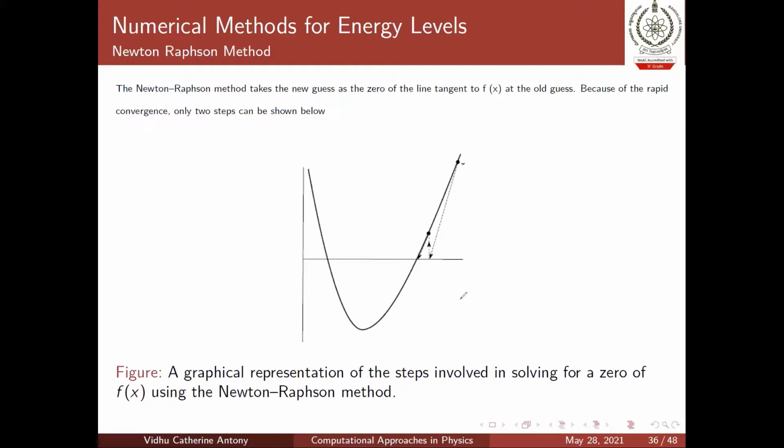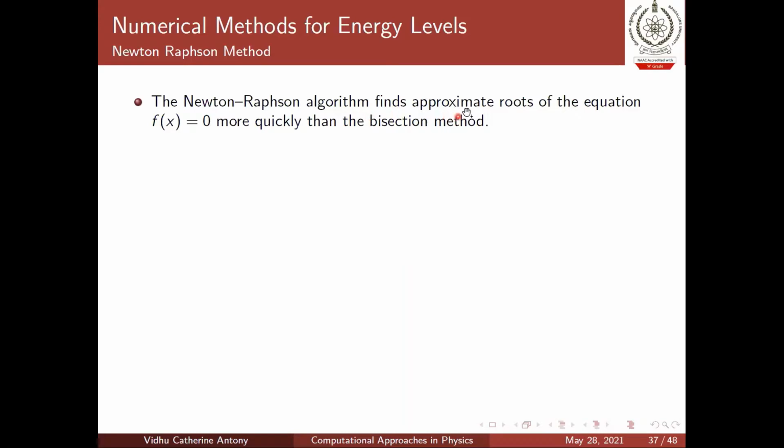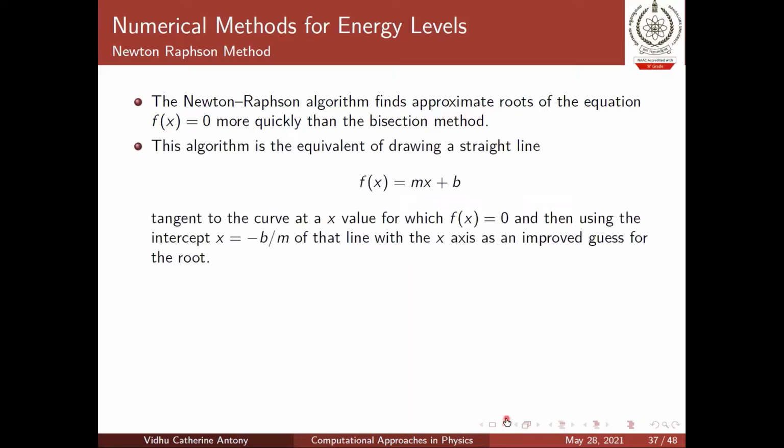And this is a very good method because if your root is quite close, you have rapid convergence. You get convergence in only like 2 steps rather than like 10 or 19 steps that you use to get your bisection method results. You have a rapid convergence in this case. So the Newton-Raphson algorithm finds approximate roots of the equation f of x is equal to 0 more quickly than the bisection method.